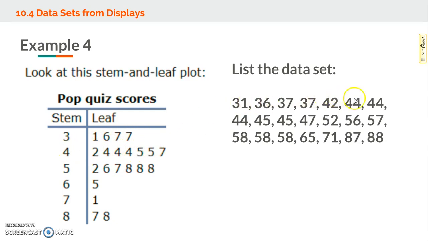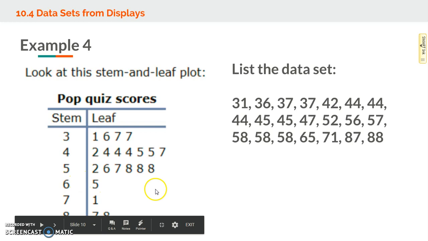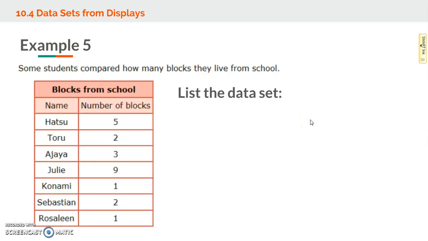So see here, over here, I'm listing all our data set. 52, 56, 57, 58, 58, and another 58, which brings us to 65, 71, 87, and 88. So again, we're just listing our data set. All right, example 5 here.